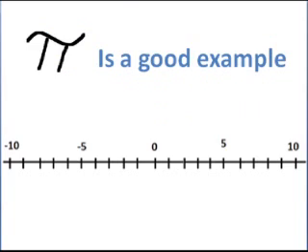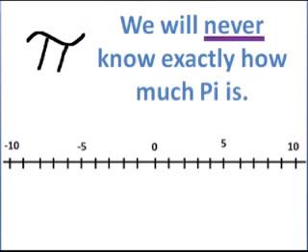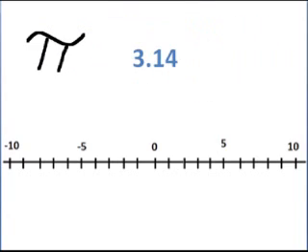Pi is a good example. We will never know exactly how much pi is. Correct to two decimal places, we often say that pi is 3.14, but that's only approximately, and it would live there on the number line.